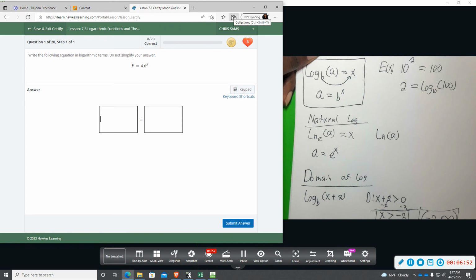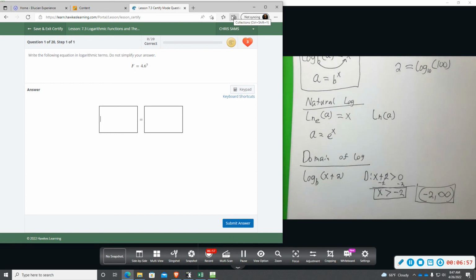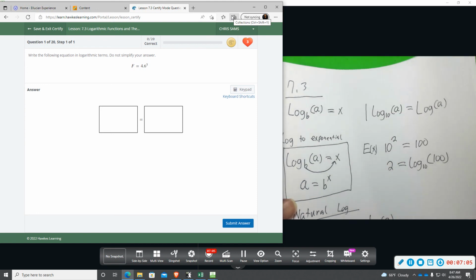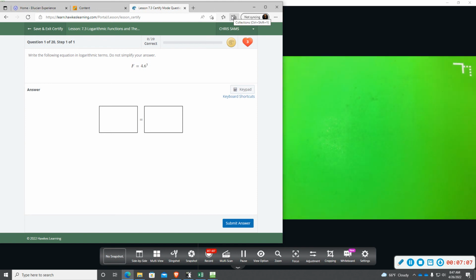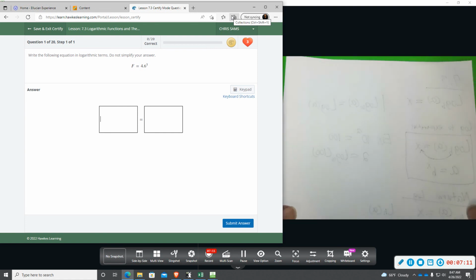So this is the first part: being able to write a log in exponential form, and then being able to find the domain. We will also be asked to graph some log functions. Okay, so you can do it a couple of ways. You can use a graphing calculator, or you can use properties of transformations that we've talked about.